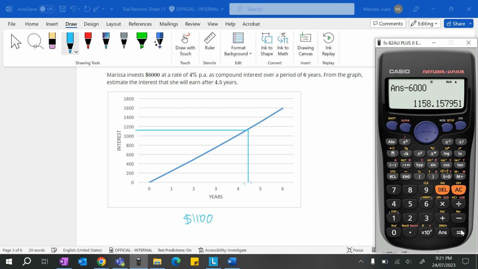So from the graph, I did pretty good, and that's all you have to do. Don't do this part, I'm just reaffirming what I did. Whenever it says use the graph, just use the graph.